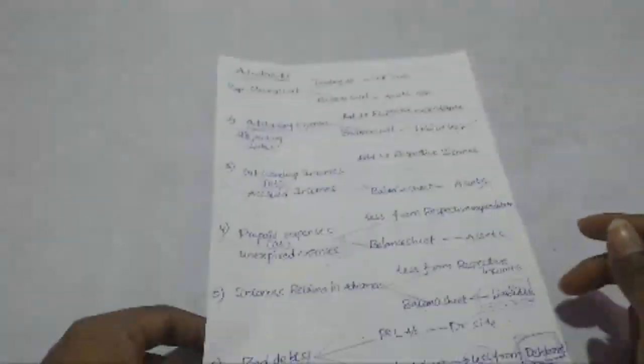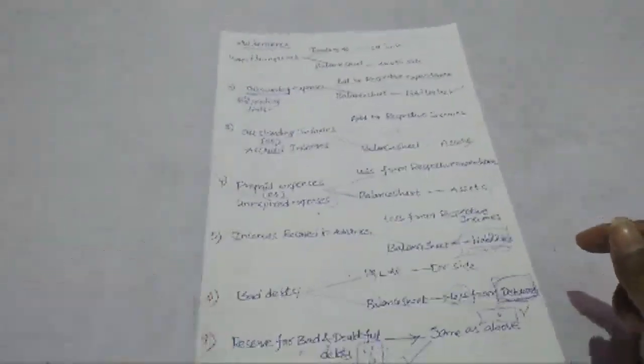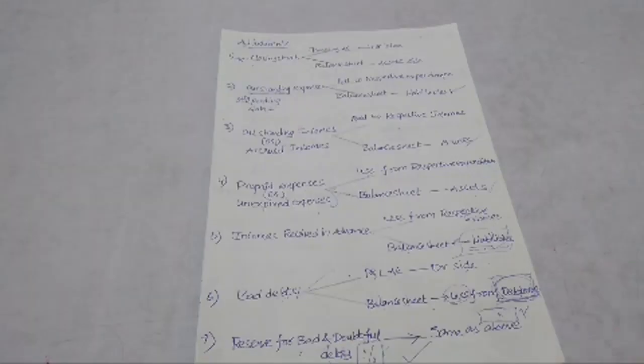You need to remember all these adjustments, so that you can score 20 out of 20 in your final accounts exams. Just go through them one by one, take 2 minutes of time, then we will start solving a problem.